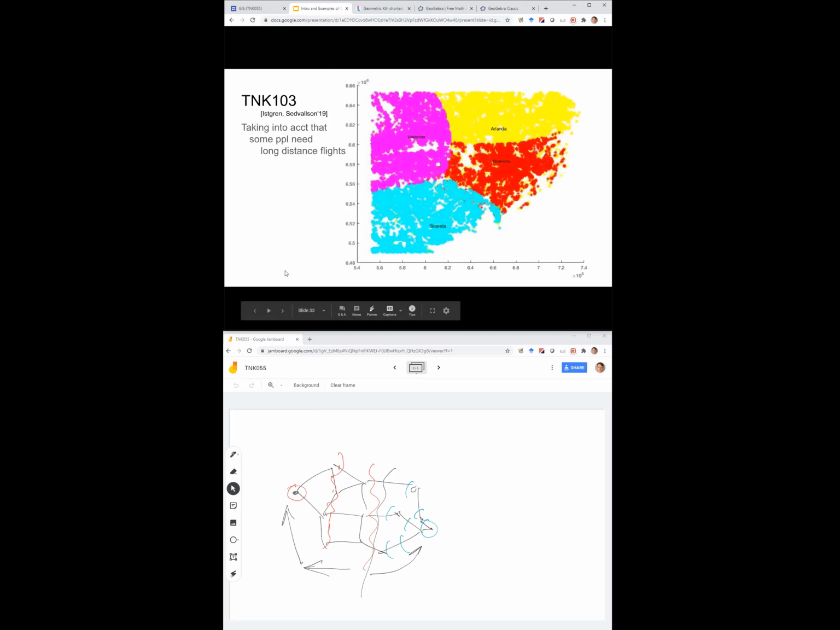And then they also took into account some context, that people sometimes want to take international and long distance flights. So all of a sudden, Arlanda gets some spots which it wouldn't get otherwise. So they took some context into account. This is an extension of the Voronoi diagram about which we didn't speak in this lecture, but you can also take some context into account.